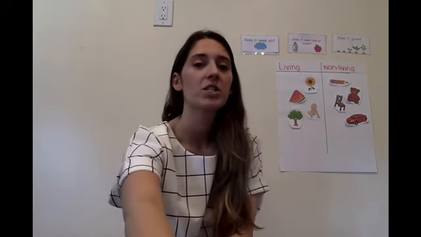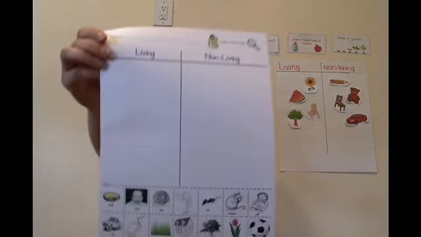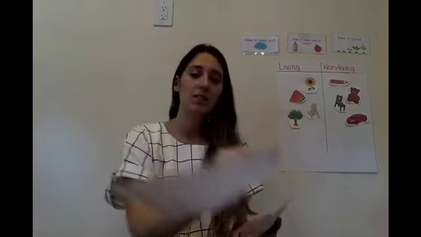And then for an accommodation or differentiation, for students that may not have the ability to write, I would have them use a cut and paste sorting activity. So it would be the same thing. They would cut and paste the different objects. They could use the checklist as reference, and they would just have to separate the items into living and non-living.